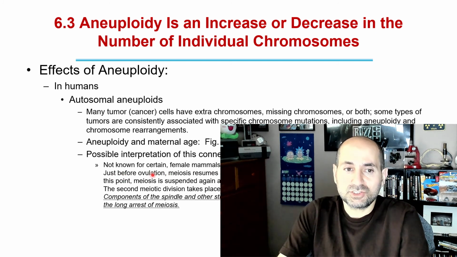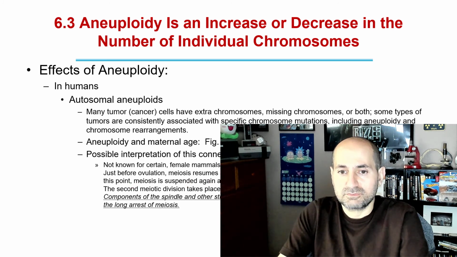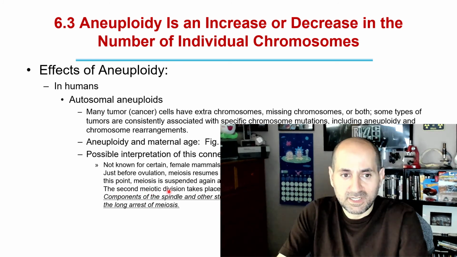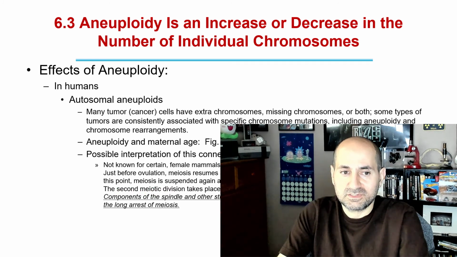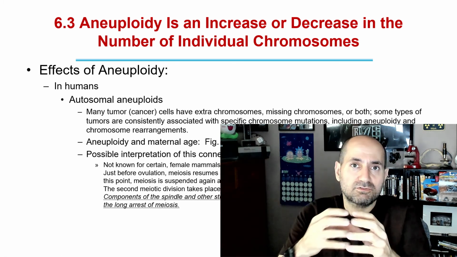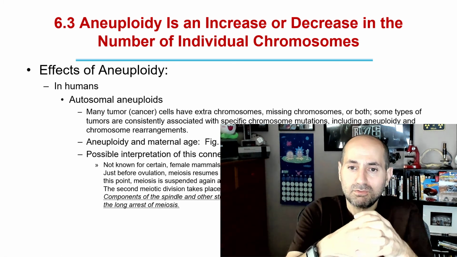Just before ovulation, meiosis resumes. Then you get the first meiotic division to produce the secondary oocyte, and at this point you have to wait until fertilization by the sperm. Only upon fertilization by the sperm do you undergo the second meiotic division to form the zygote.